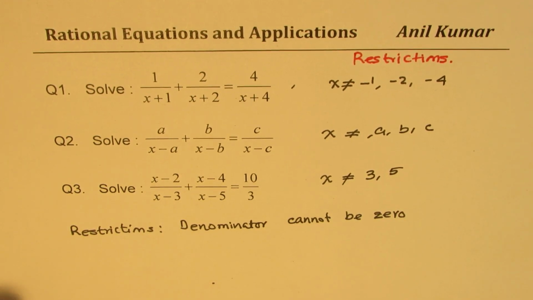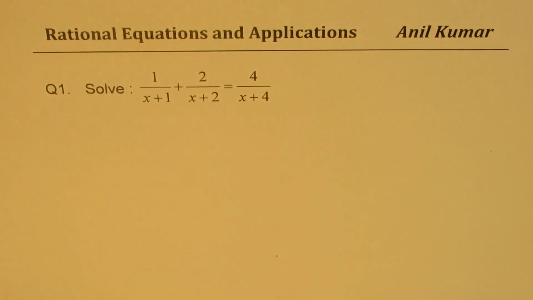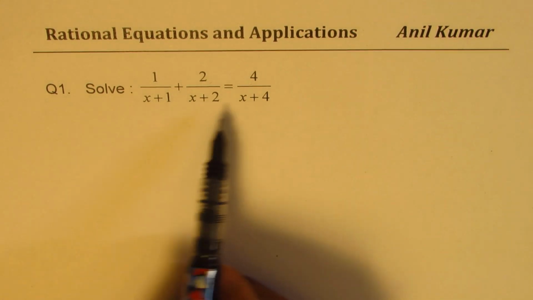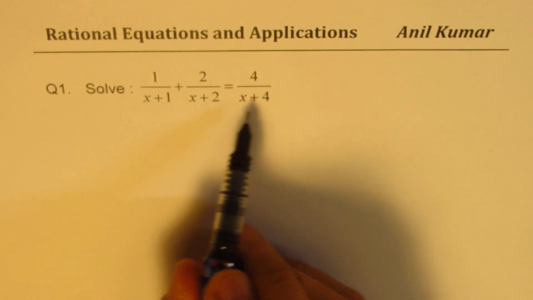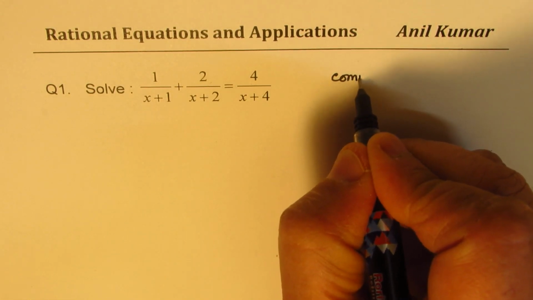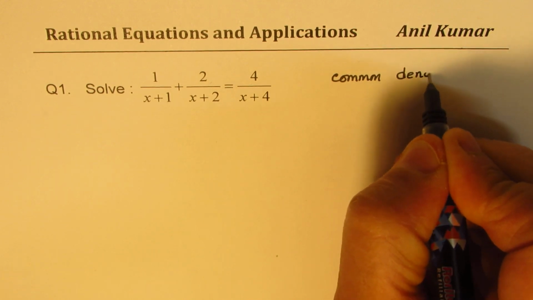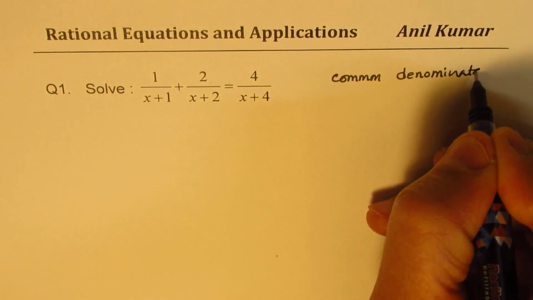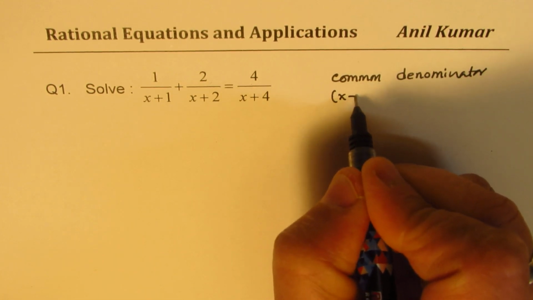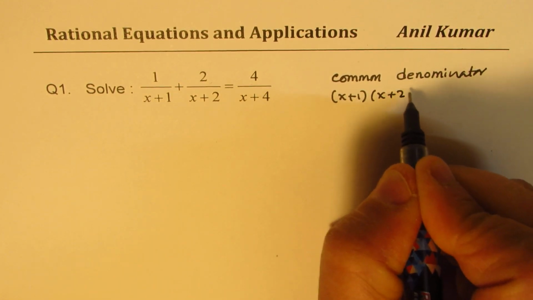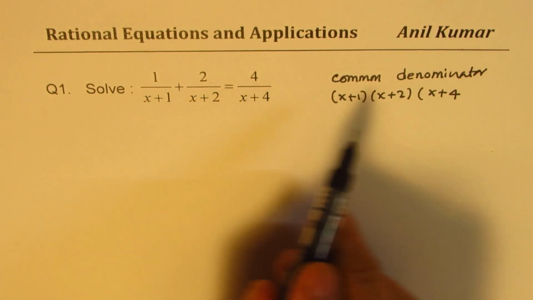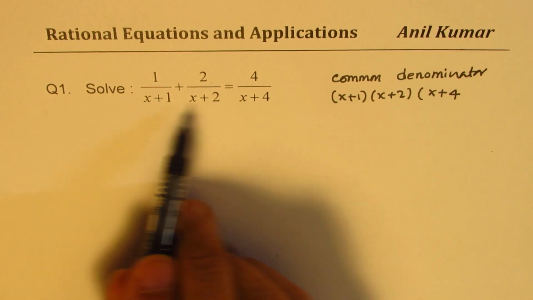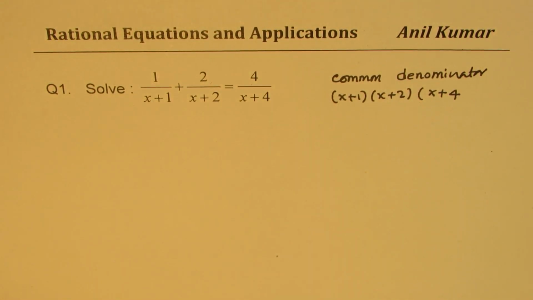Now let's begin with solving and understand some of the strategies related with solving rational equations. Now what we can do here is that we can multiply each and every term by the common denominator. So first step is to look for the common denominator. So in our case, the common denominator will be x plus 1 times x plus 2 times x plus 4. So we need to multiply each and every term with this denominator so that we get this in the denominator itself. That's the whole idea.